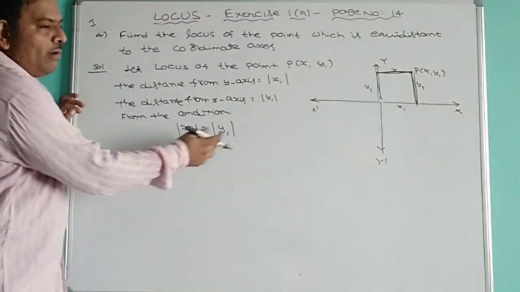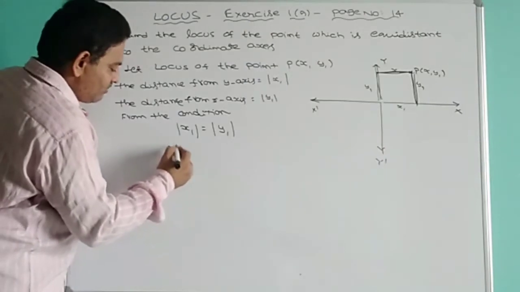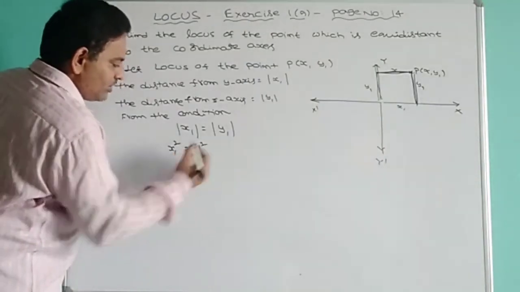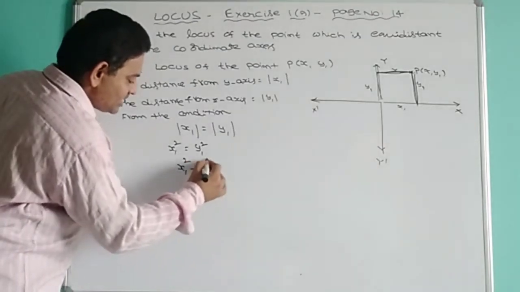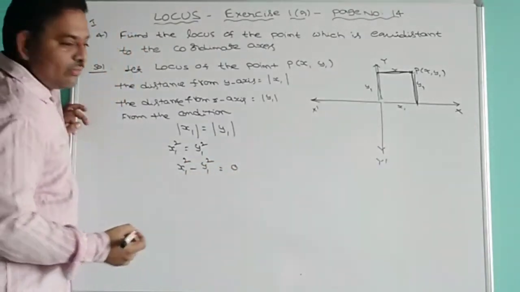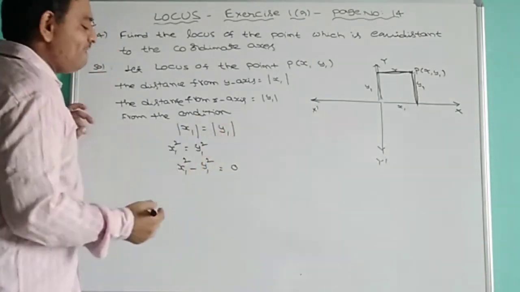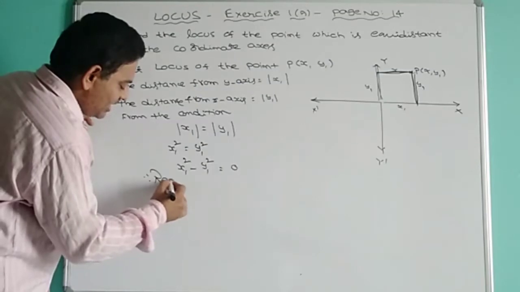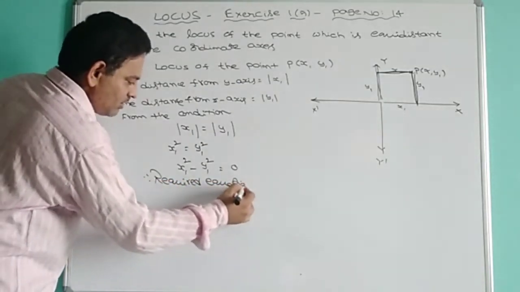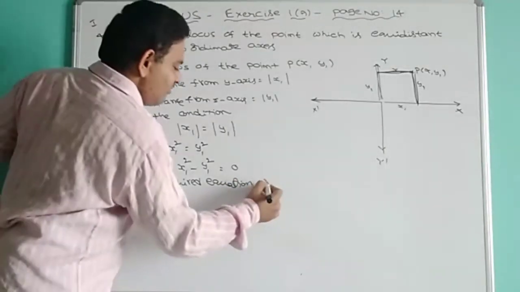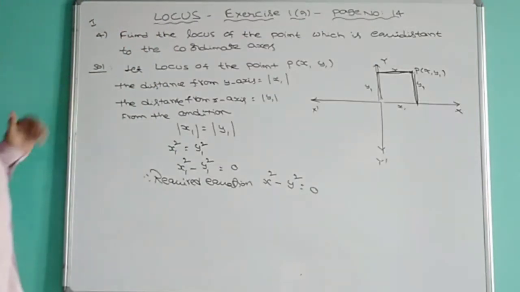Then remove the modulus, that means squaring on both sides, x1 square equals y1 square, then automatically x1 square minus y1 square equals 0. Remove the x1, y1 and rewrite as x, y. Therefore the required equation is x square minus y square equals 0.